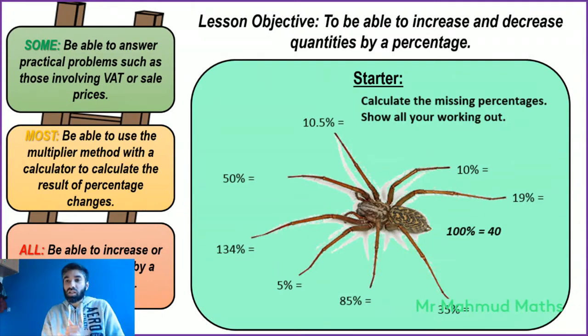So, able to answer practical problems such as those involving VAT or sale prices. So, VAT means value added tax, the tax that you pay when you purchase a product. Be able to use multipliers. We had a go at some multipliers yesterday. And be able to increase or decrease a quantity by a given percentage.